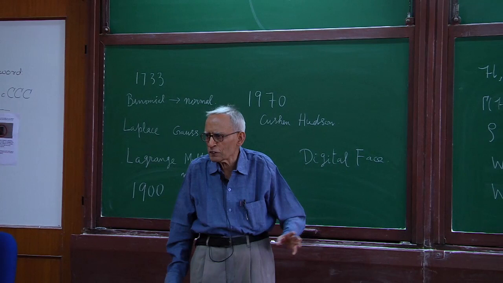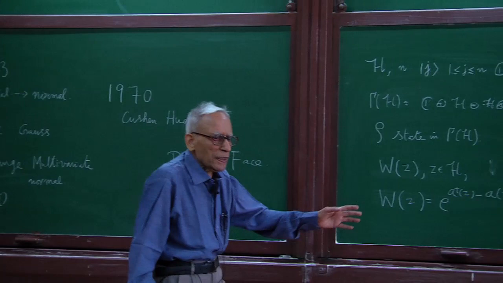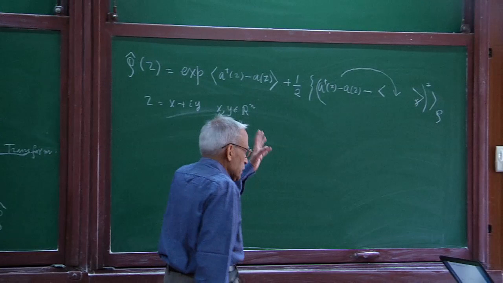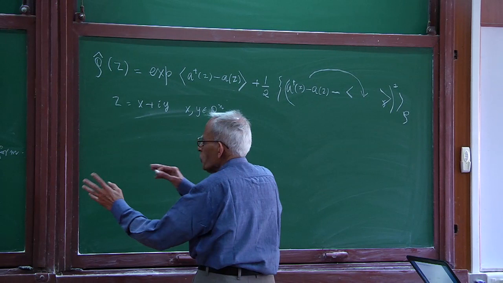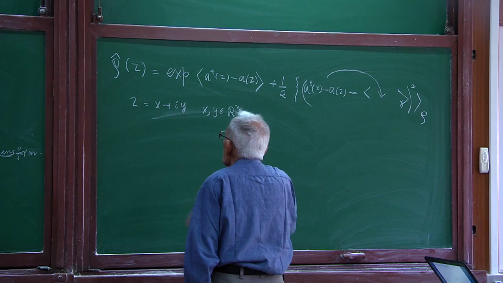So, you can see that it is an exponential of a second degree polynomial in the variables x and y. You can recognize the Gaussian state. The correspondence between state and Fourier transform is 1-to-1. There is an inversion formula, Bochner's theorem, inversion theorem and all that; one can prove all of them.